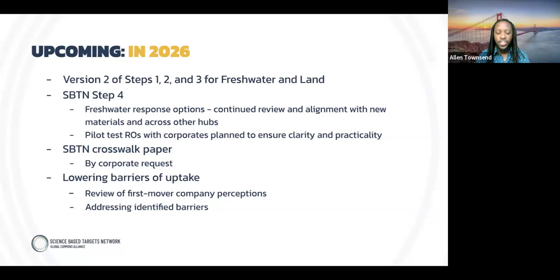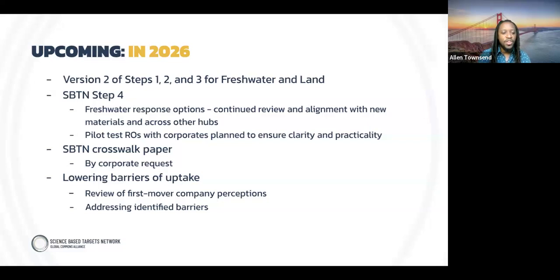And a couple of years ago, we had a crosswalk looking at how the freshwater targets align and interoperate with a number of leading freshwater initiatives and platforms, and we'll look to build on that here in the next year. And then lastly, just continuing to lower barriers to uptake.